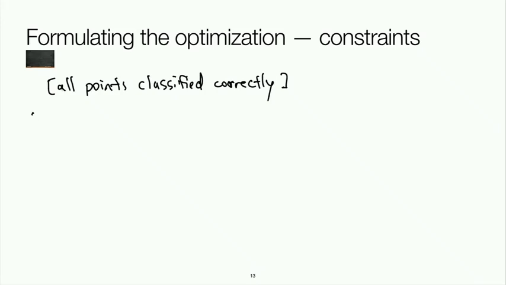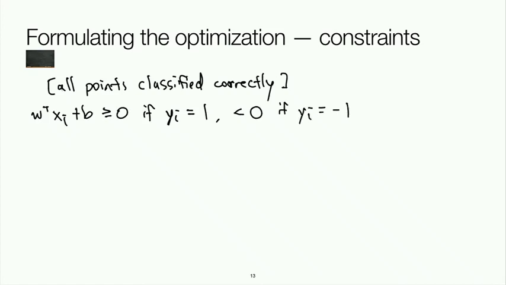We're going to continue and talk about the constraints part of our problem, which is this notion that we want all of our points classified correctly. What does this mean? Remember, we were classifying points based on the sign of W transpose X plus B. So we want all those signs to be correct. All that means is that I want W transpose Xi plus B to be greater than or equal to 0 if the label Yi is 1. Otherwise, I want it to be less than 0. I want that sign to be correct if Yi is negative 1. That's basically all I'm saying.